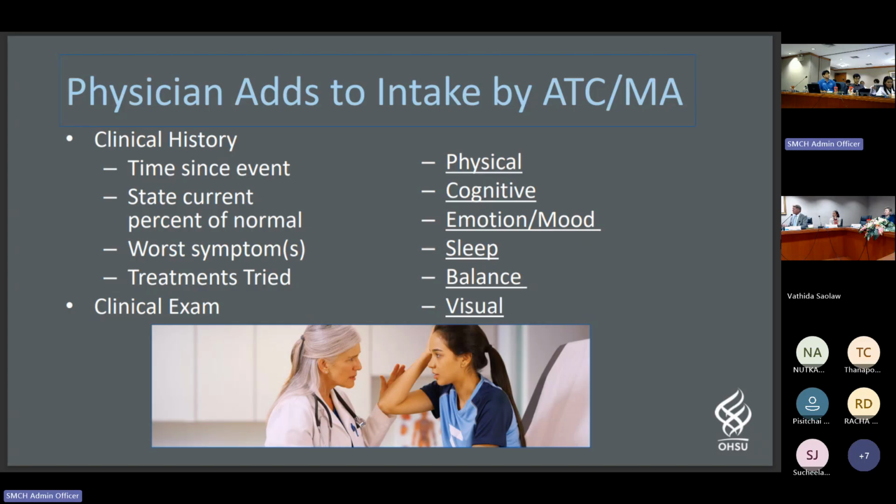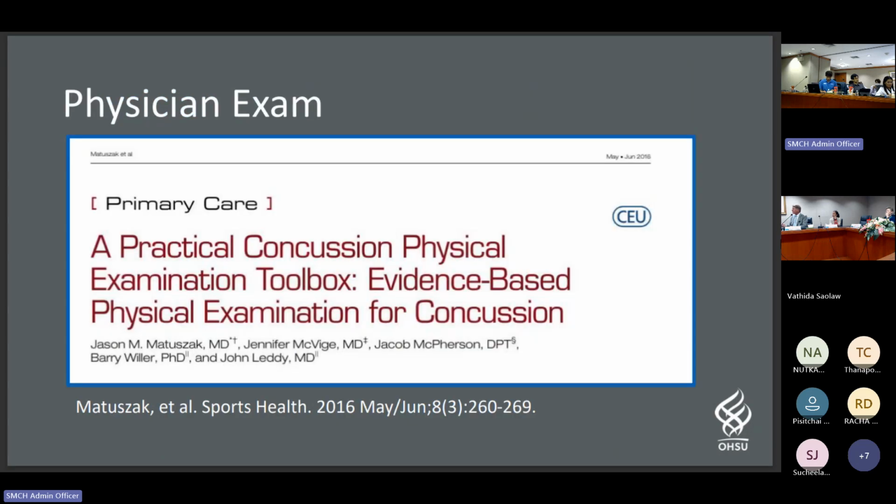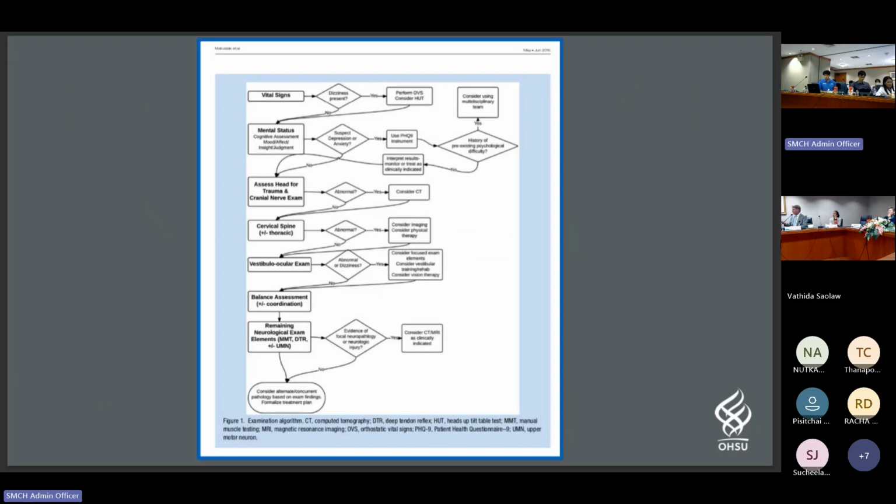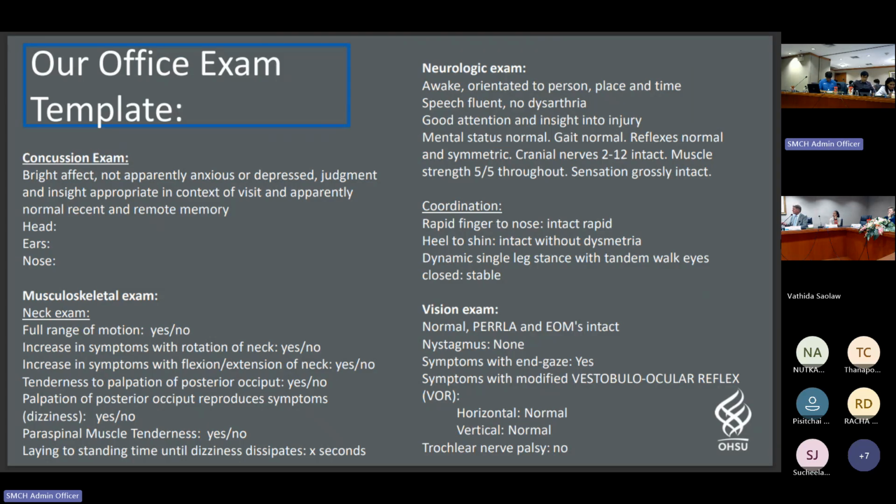So what else do we do when the physician comes in? We document some things, try to figure out what their worst symptom is, and figure out what treatments they've already tried, and then we modify the treatment plan based on this symptom inventory. These are the main areas that we look at: physical symptoms, cognitive issues, emotion and mood, which is a huge issue that needs to be addressed, sleep issues, balance issues, and visual issues. And then there's a physician exam, which you can look at in this article. John Leddy led it, who's one of the leaders in sports medicine and concussions, and it's a practical toolbox. This goes through a whole protocol, which is essentially what we've typed out here.